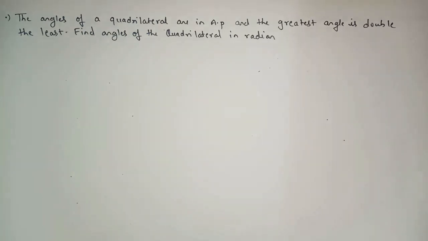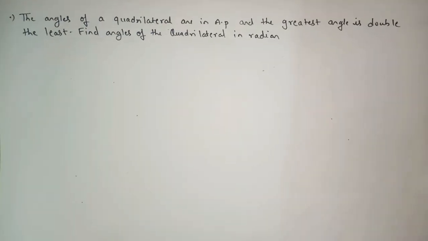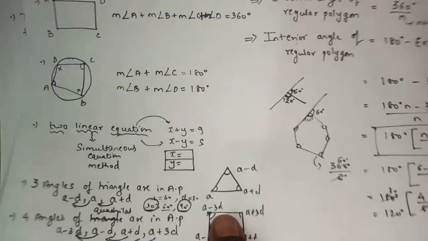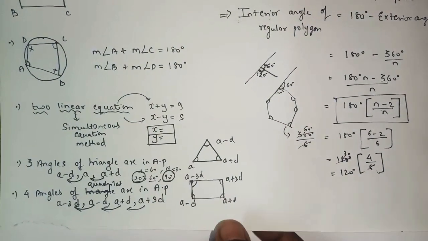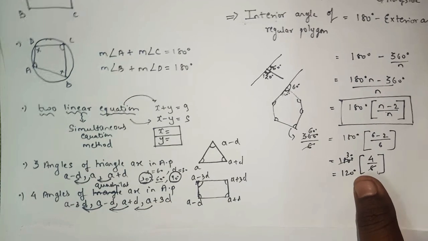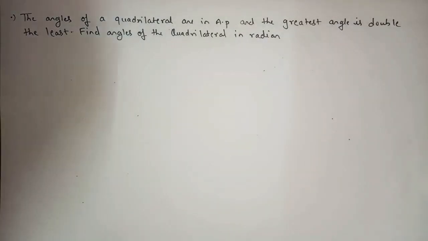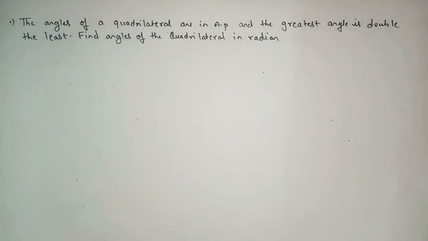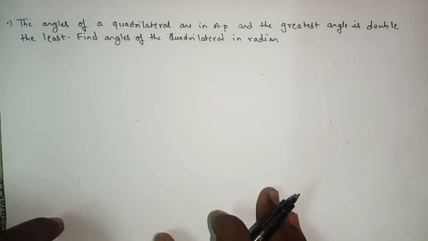So we know that when the angles of the quadrilateral are in AP, we take the first angle as A minus 3D, the second as A minus D, third as A plus D, and fourth as A plus 3D. So let's start with the presentation part.